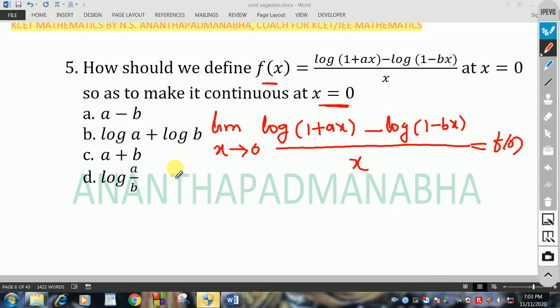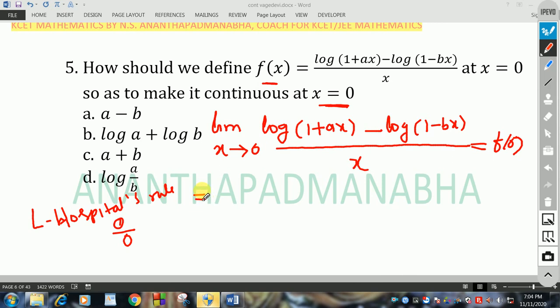So again I will apply L'Hopital's rule to evaluate this, because when x approaches 0, the given expression will be log of 1 plus 0 minus log of 1 minus 0, which is 0 by 0. So it takes 0 by 0 form, and I can apply L'Hopital's rule.